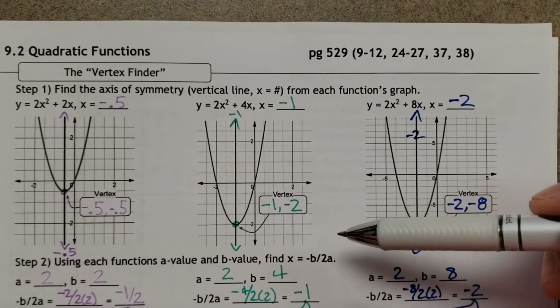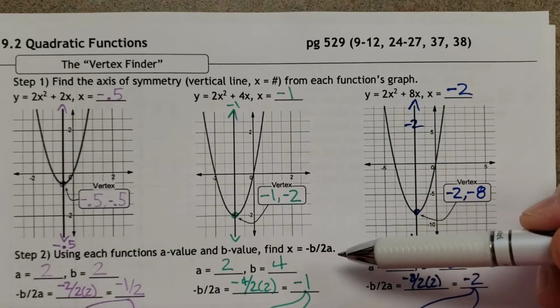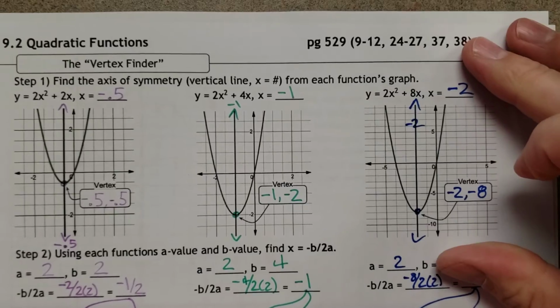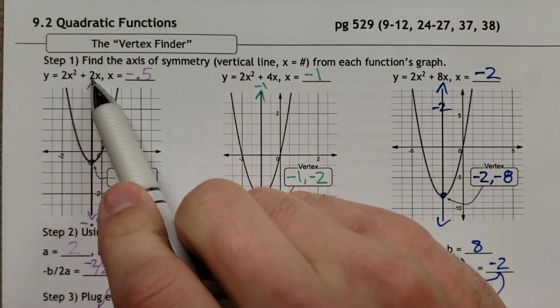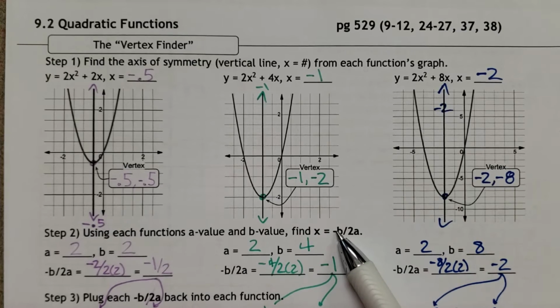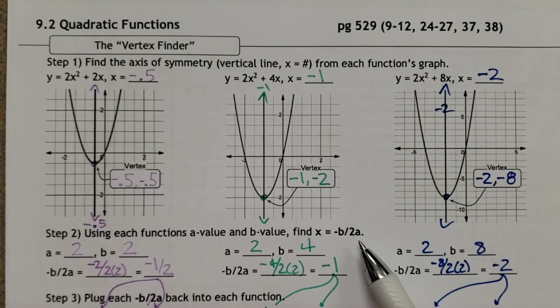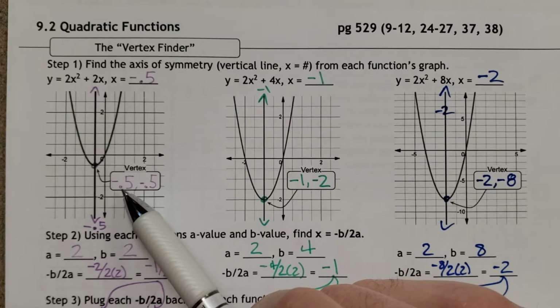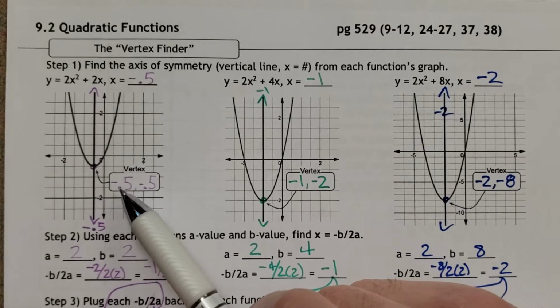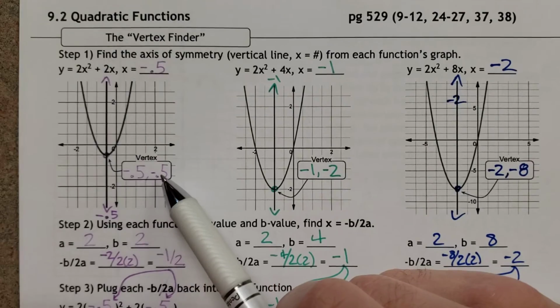What is the vertex finder? It's negative b over 2a. What do you mean by a and b? Well, I mean the a and b from the equation. So here's a, here's b. If you take negative b over 2a, you can find the vertex, because what it does is it finds the x-coordinate of the vertex, and if you have the x-coordinate of the vertex, then you can also find the y-coordinate.